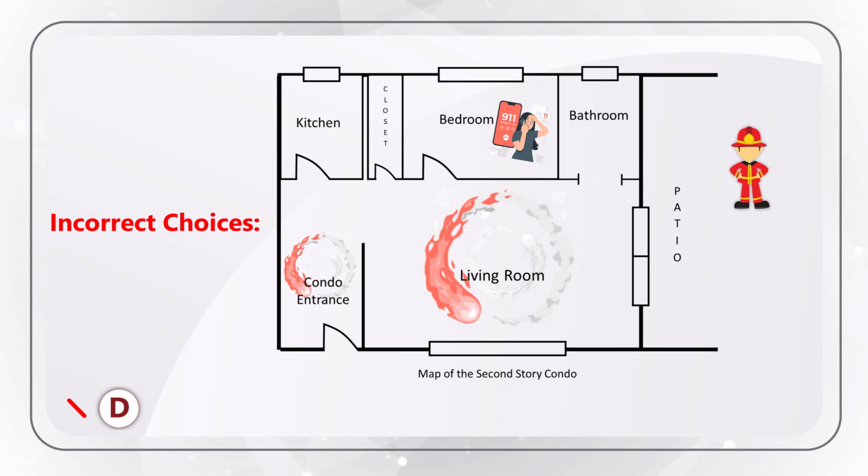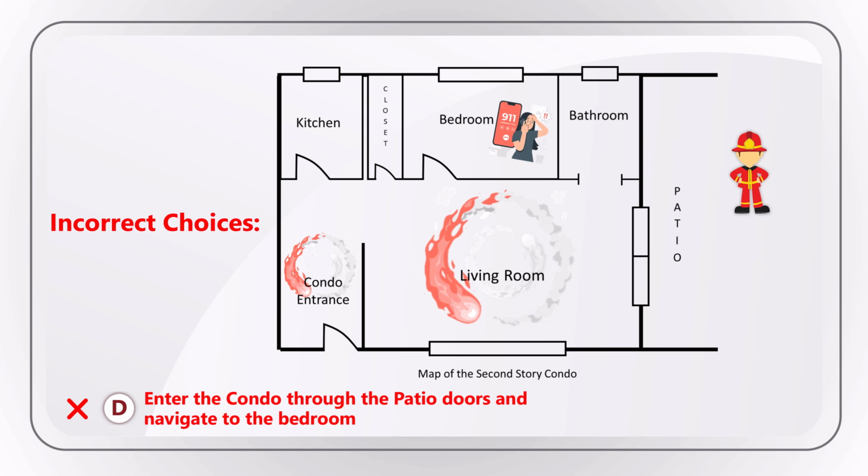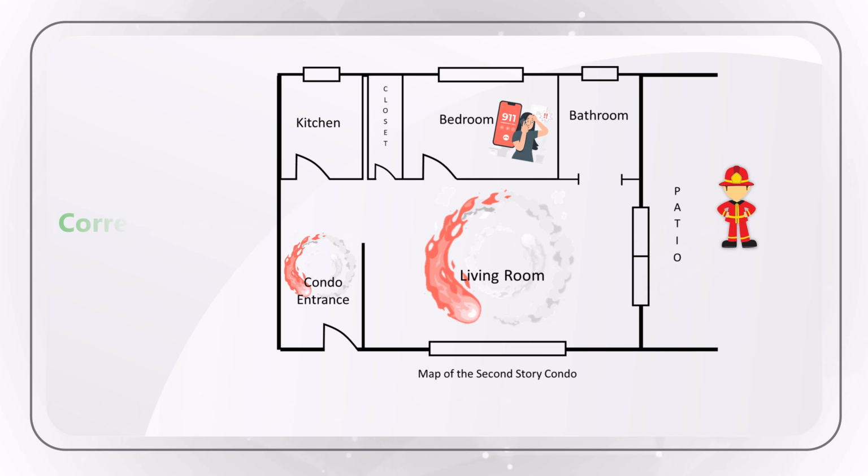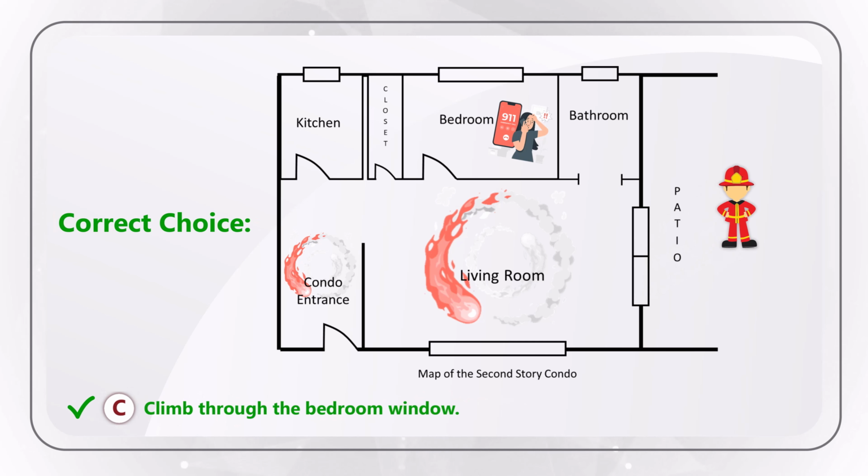Choice D, enter the condo through the patio doors and navigate to the bedroom, also requires us to go through the living room, which is on fire. Which leads us to the correct choice, choice C, climb through the bedroom windows. As you can see, this is the fastest way to enter the bedroom without hitting the fire on the way.